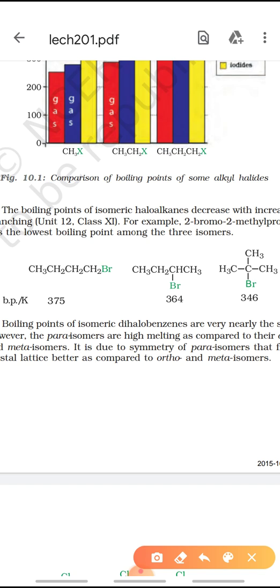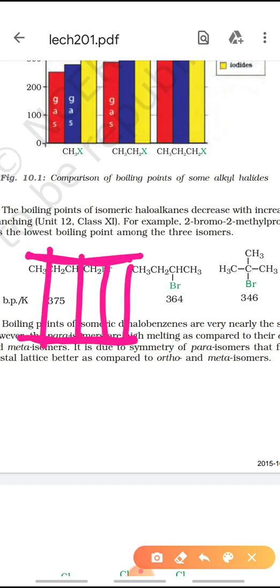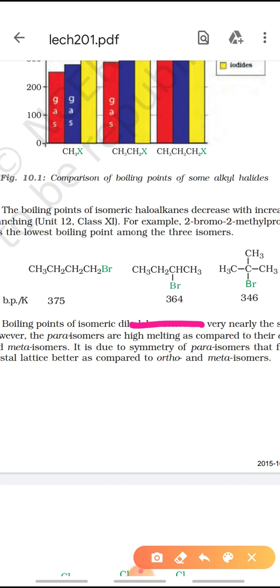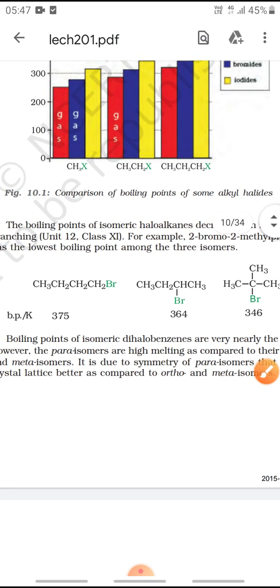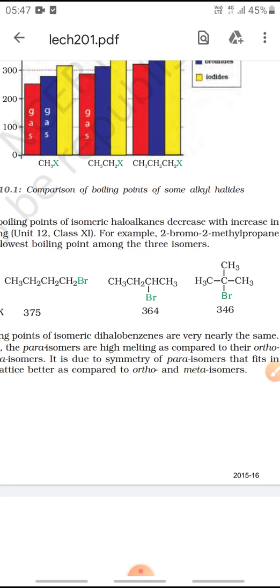Why is it decreasing? If we compare a straight chain haloalkane, the surface area is more. Van der Waals forces of attraction are also more. So, boiling point will be more. But the one which is branched will have lesser surface area, so Van der Waals forces of attraction will also be less. For the one which is further branched, the surface area reduces and the Van der Waals forces of attraction also reduce. So, with the increase in branching, boiling point decreases.